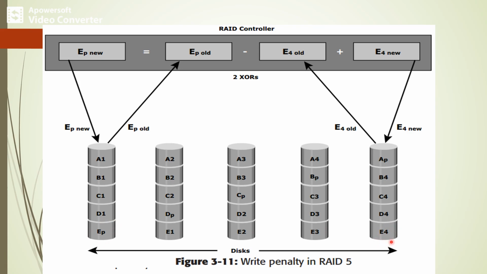So whenever any new write or update comes with respect to a given strip within the disk or drive, in the case of RAID 5 the RAID controller will perform 2 read operations, and after computing the new parity it will perform 2 write operations. So the total penalty, that is the write penalty with respect to RAID 5, is 4. Please note, I'll repeat, the write penalty in the case of RAID 5 is 4.